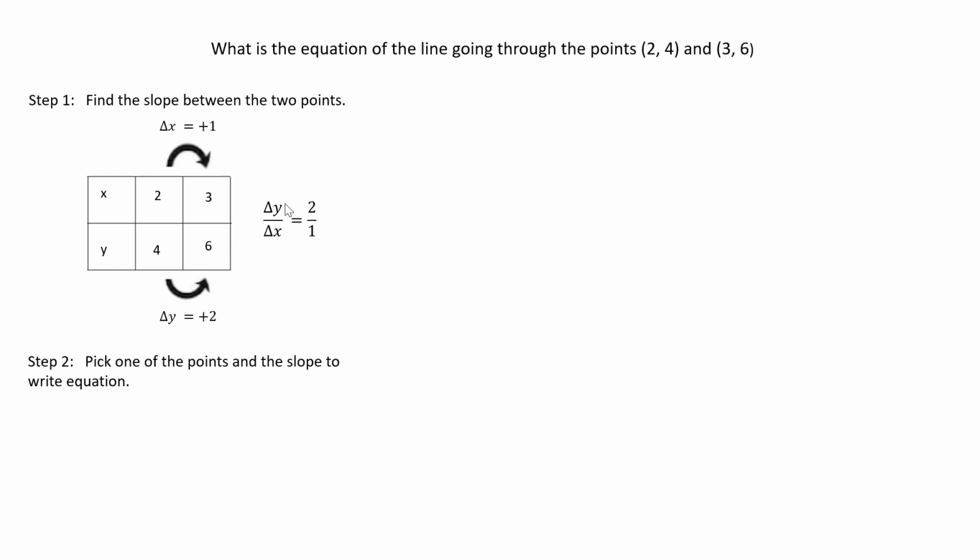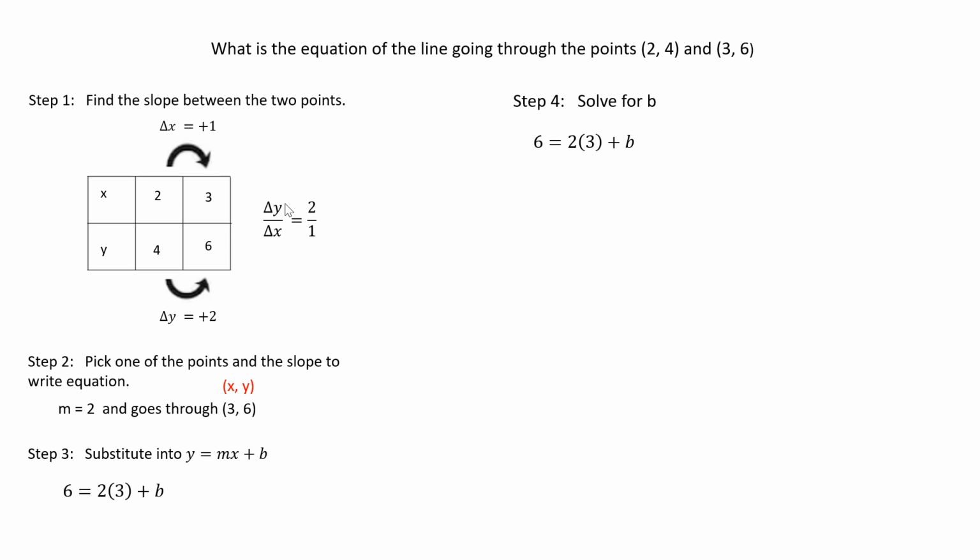The next thing I have to do is pick a point, it doesn't matter which one, and the slope, and write the linear equation. I'm going to use the point (3, 6). I could use the point (2, 4), it doesn't matter. I'm going to substitute that information into y equals mx plus b, my linear equation. When I do that, I'm left with everything except b. So then I'll solve for b.